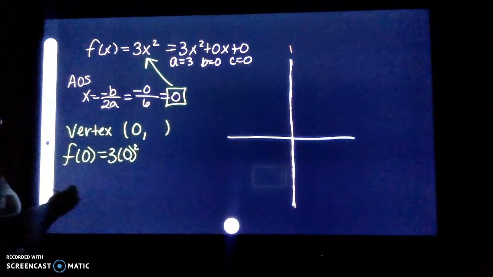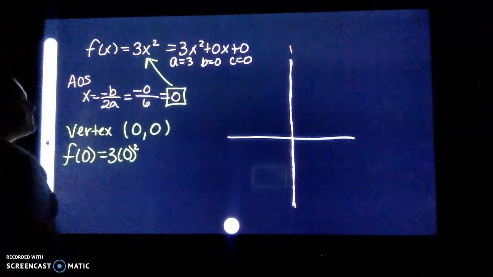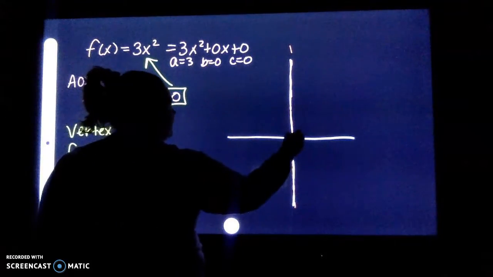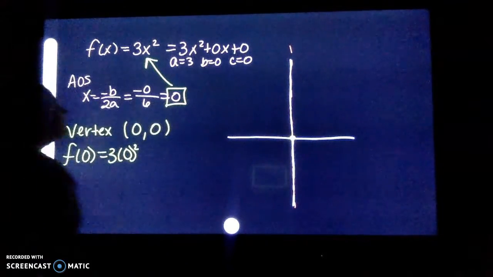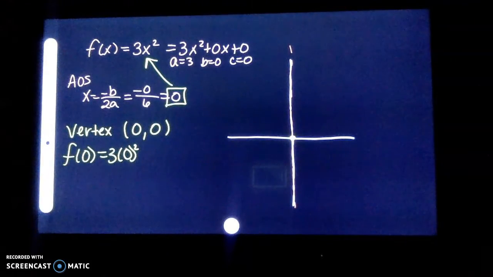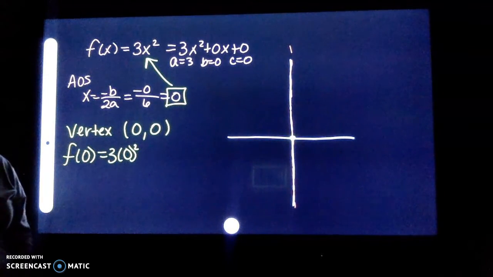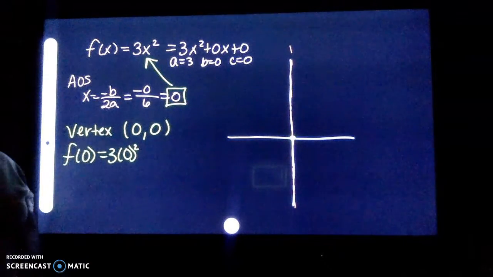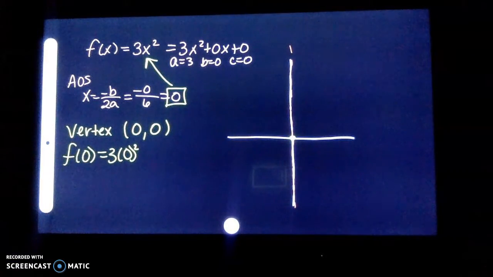0 squared is 0 times 3 is just 0. So 0, 0 is going to be the vertex of my parabola. Is this parabola opening up or down? Well, the number in front of x squared is positive 3, so I expect it's going to be opening up like a cup. So that vertex 0, 0 is the minimum value on my graph.